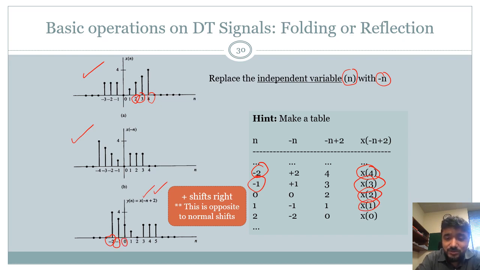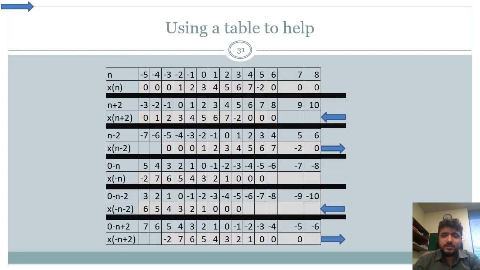X of 1 goes to 1, so it remains essentially where it was. And x of 0 goes to 2, and everything is perfectly fine. So now you don't need to actually remember which one was advanced and which one was delay, because it gets confusing after some time. But if you just create the table, you're going to be fine.